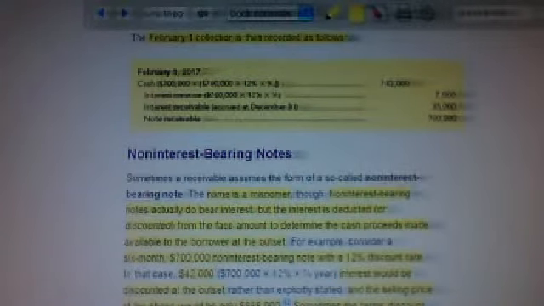Sometimes this term discount rate can be used interchangeably, or it's synonymous, with effective interest rate with respect to non-interest bearing notes.